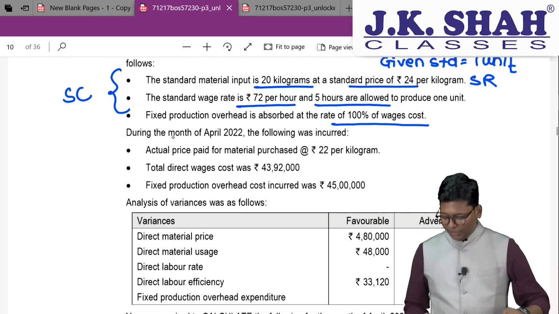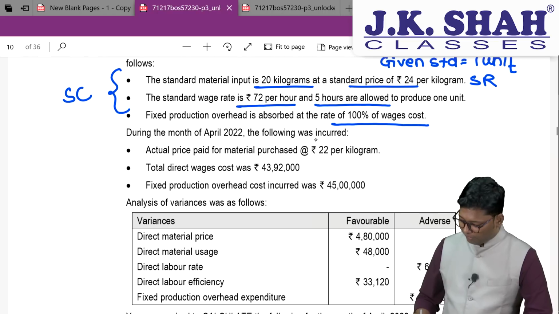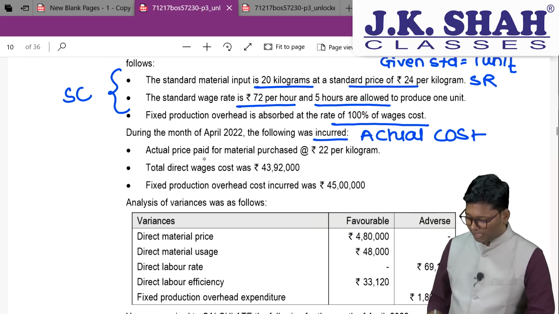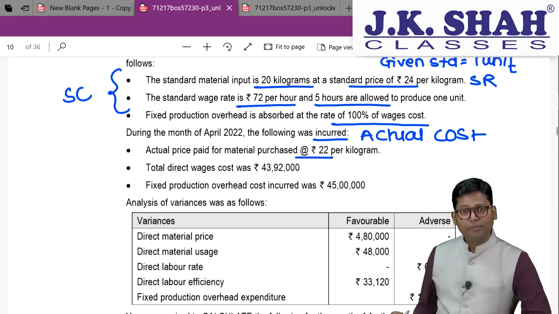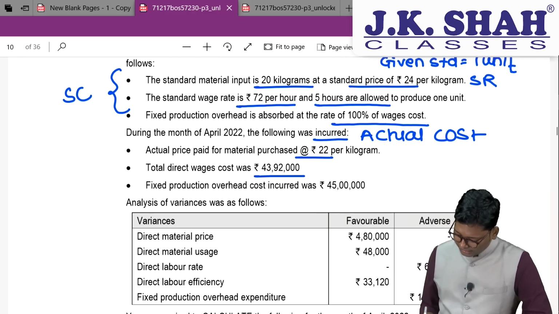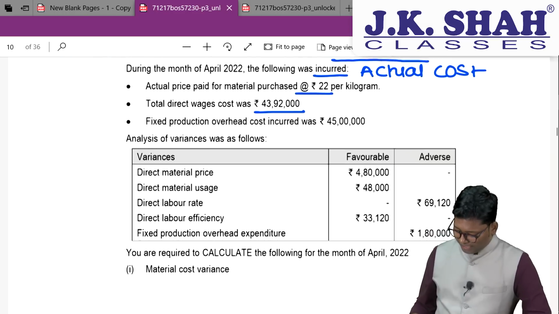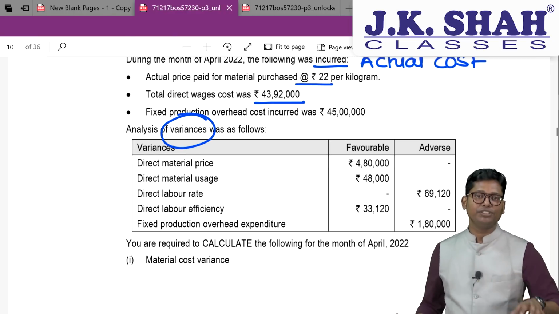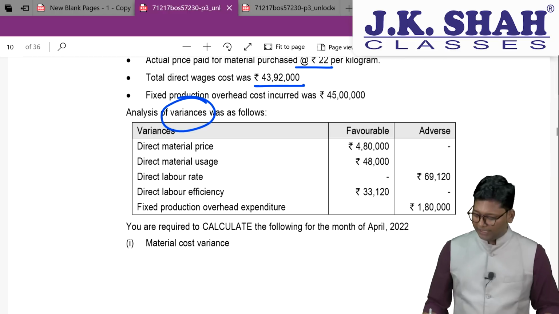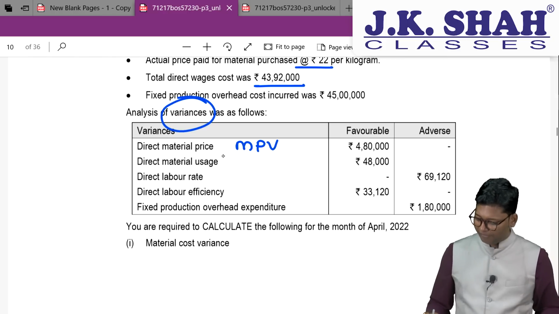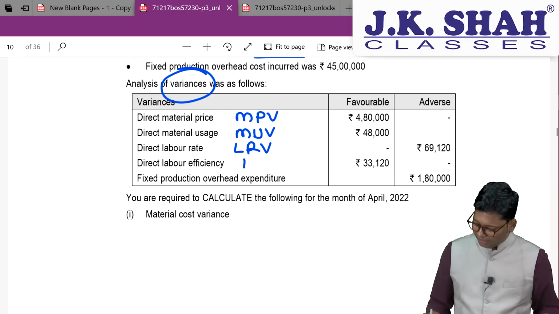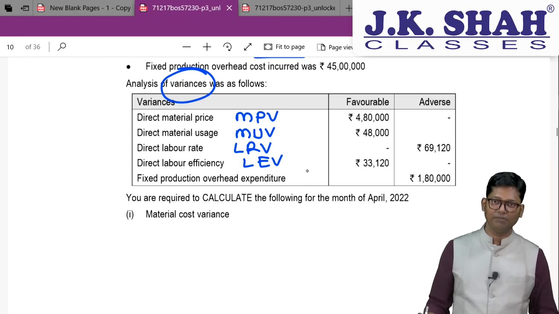Now, if you read the next line, during the month of April 2022, the following was incurred. Incurred means the next information is related to the actual cost of a product. Actual price paid for material is 22. Total direct wage cost is given, it is 43,92,000. Then fixed overhead cost incurred is given as 45 lakhs, and along with that they have given you various variances. Variance number 1 is material price variance, given as favorable. Material usage variance is given as favorable. Labor rate variance is given. Labor efficiency variance is given, and fixed production overhead expenditure variance is given, which is adverse.